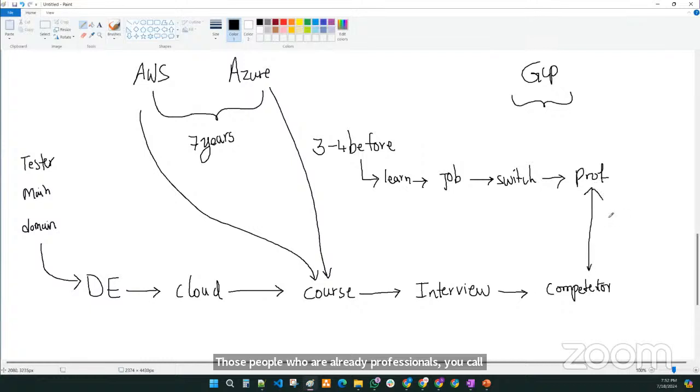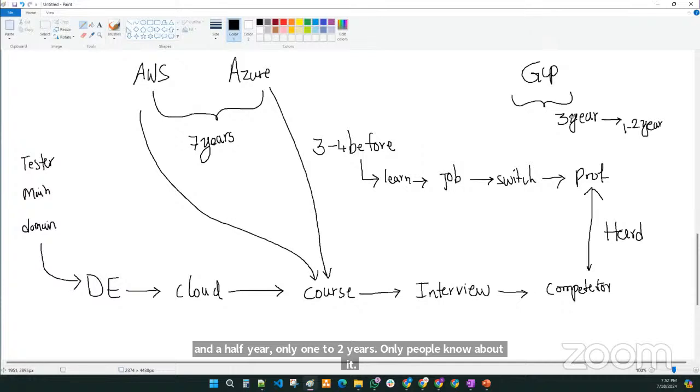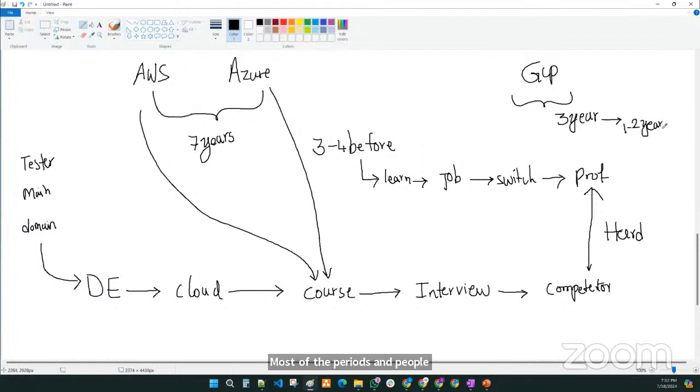Now tell me, getting the job by competing with already experienced professionals is easy or not? I would say it's a little bit hard. Now Google Cloud Platform has been there for only the last 3 years. People have known about GCP for hardly 1 to 2 years. Students know about GCP for only the last 1 to 2 years. Now everyone starts learning it.